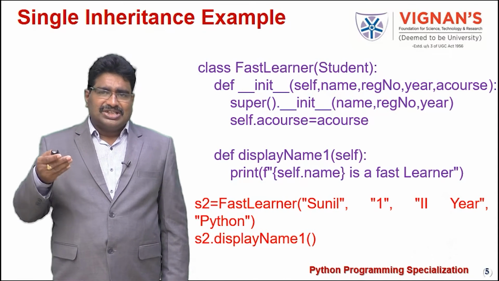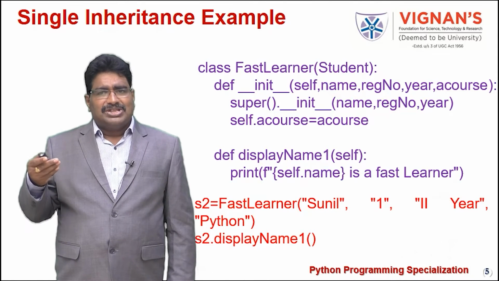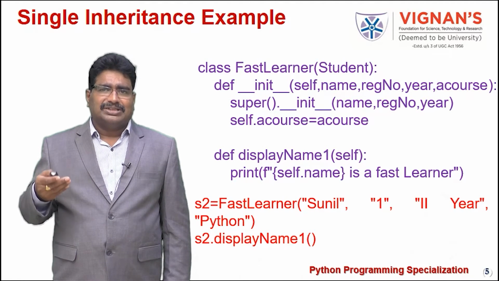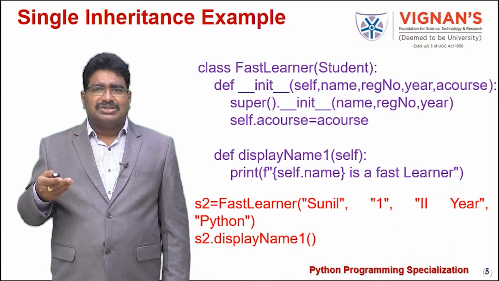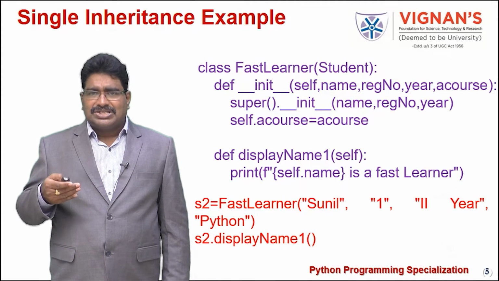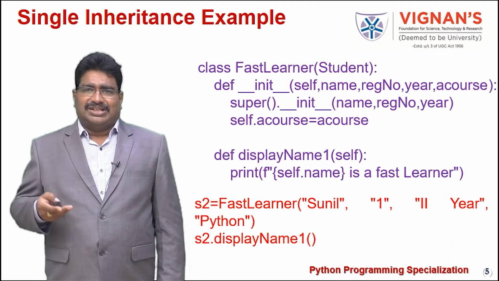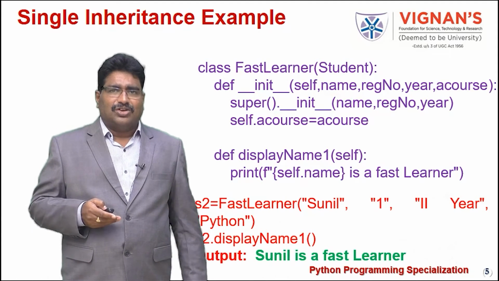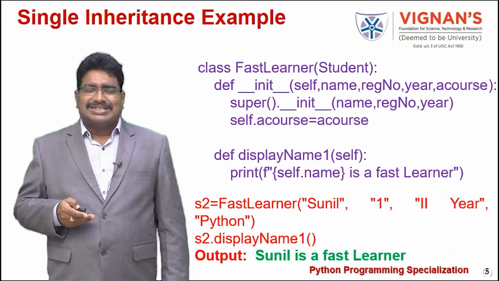It simply consists of the name Sunil, the register number 1, the year being the second year, and the additional course representing Python. And whenever we use S2.display_name1, it automatically displays that Sunil is a FastLearner. So automatically the output is displayed as Sunil is a FastLearner. I hope you clearly understand the single inheritance.